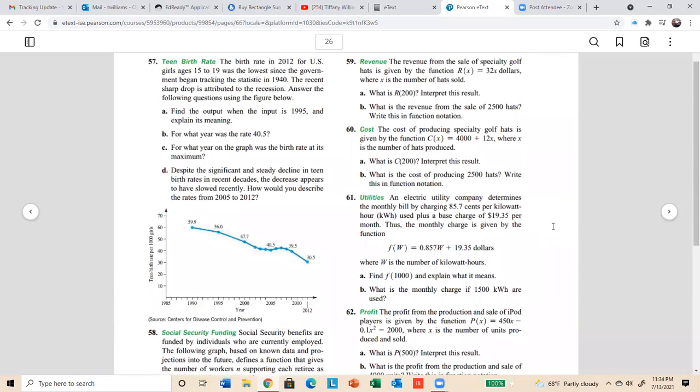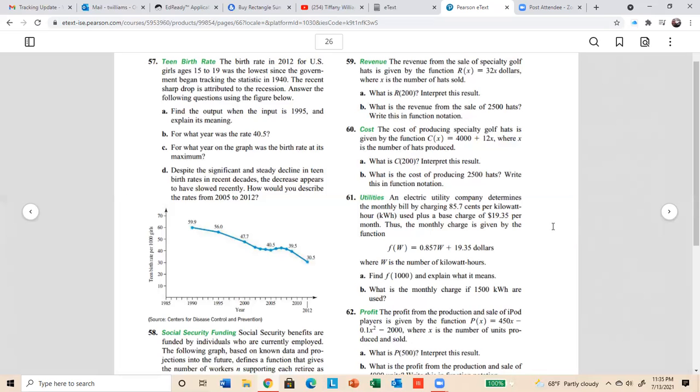Number 60, the cost of producing specialty golf hats is given by the function C of x equals 4,000 plus 12x, where x is the number of hats produced. Part A, what is C of 200? And they do ask us to interpret this result. Guys, this question of interpreting the result is so important because it drives home what it is you're finding. It's not just random numbers that we're looking at. There is a rhyme and reason to this problem. And in this case, C is going to be the cost of producing golf hats, whereas x is going to be the number of hats produced.